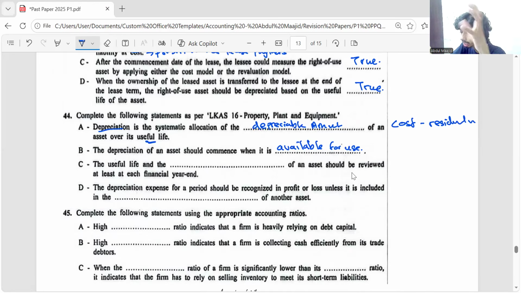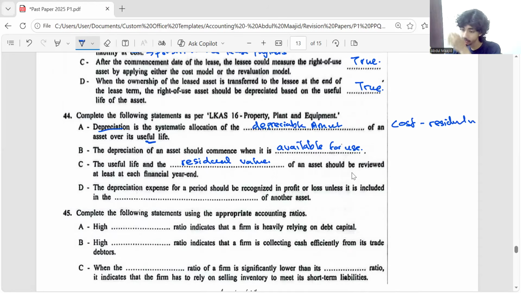From the date it was available, or you were able to use it from that day only, you should start your depreciation. The useful life and the residual value of an asset should be reviewed at least at the end of each year end. These both are estimates, right? This residual value and useful life, we should at least review at the end of each year, whether it is changed or not.